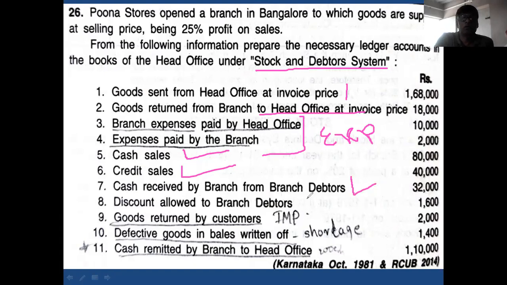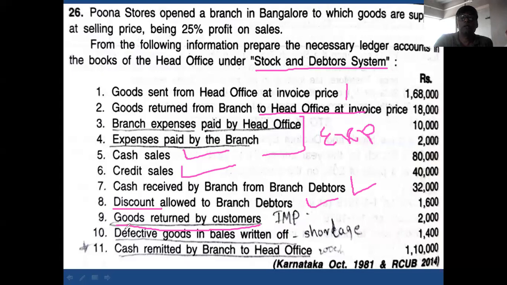Discount allowed to debtors: branch debtors account, credit side. Under the head branch expense, you write discount. Remember this point. And the same goes to the branch expense account. The next is goods returned by customer. Goods returned by customer is the branch stock account debit side, and debtors account credit side.